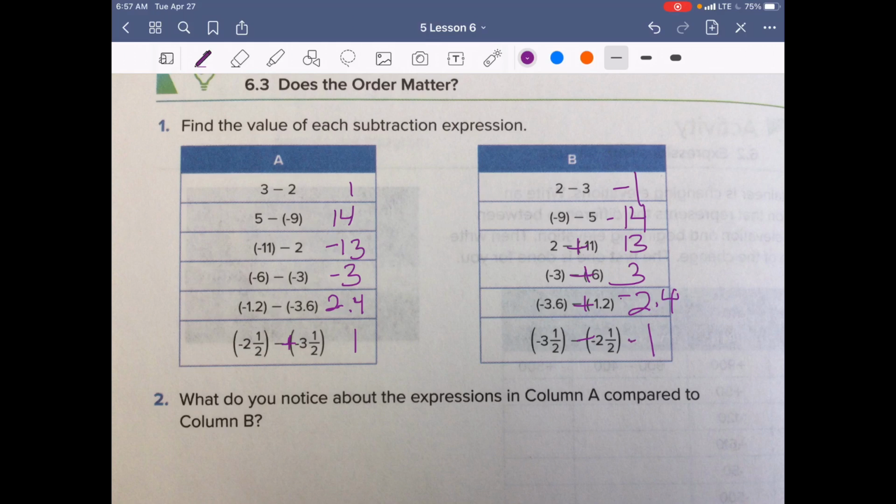Pause the video and take a moment to answer number 2. What did you notice about expressions in column A compared to column B? Pause the video now. Welcome back. What are some of the things you noticed in column A compared to column B? Yeah, the answers are opposite. And the answers have the same absolute value. Excellent.